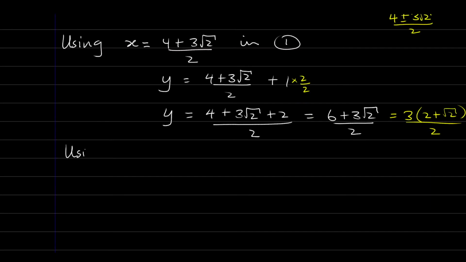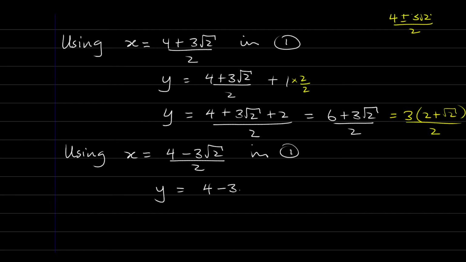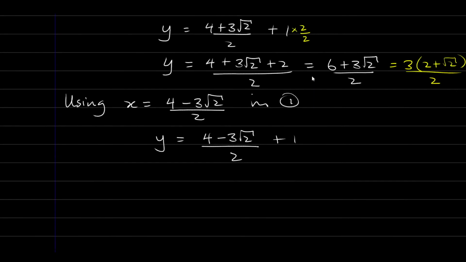So using x equal to 4 minus 3 root 2 all over 2 in equation 1, we see that y is going to be equal to 4 minus 3 root 2 over 2 plus 1. And the answer will just be the same thing, except it's going to be 6 minus 3 root 2 over 2. That's going to be the answer. And simplifying, it's going to give me something like this, right?